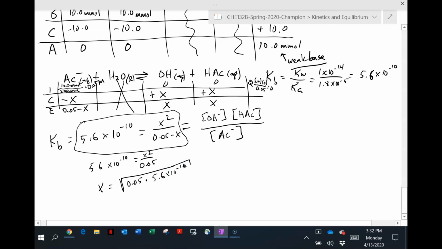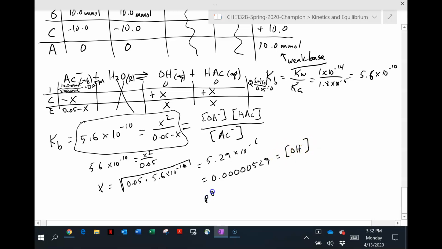So let's see. 0.05 times 5.6 EXP negative 10. Square root of that comes out to be 5.29 times 10 to the negative 6. So you can see that that really is a lot less than 0.05. And that's going to be our concentration of hydroxide ion.